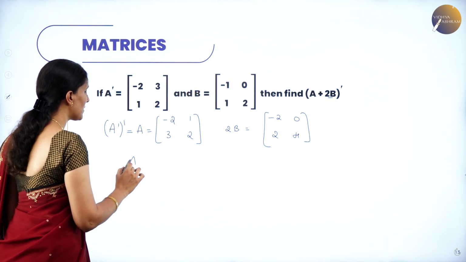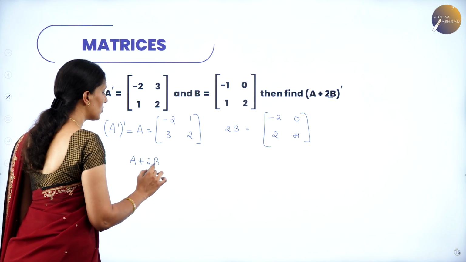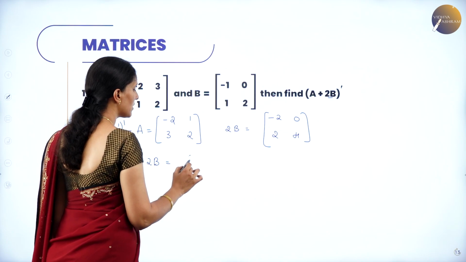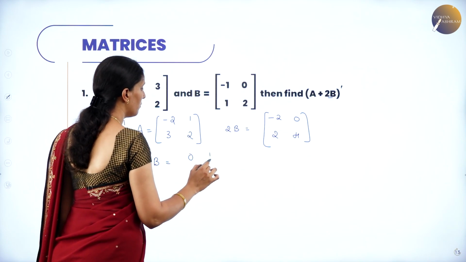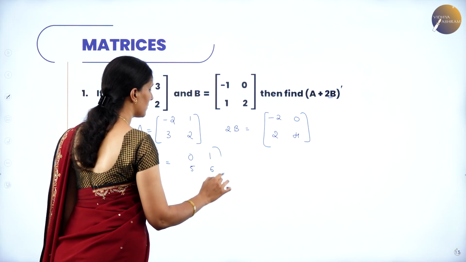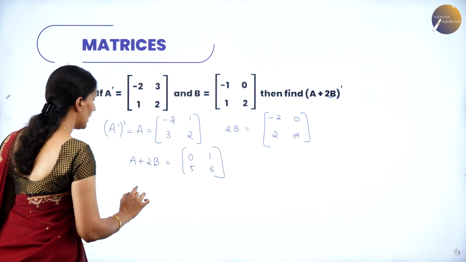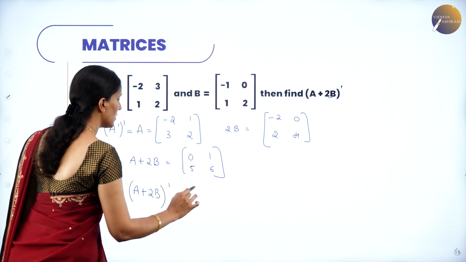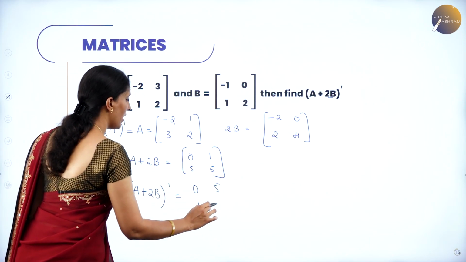Now let's take A plus 2B. Add the two matrices. Minus 2 plus minus 2, so it is 0. 1 plus 0, 1. 3 plus 2, 5. 2 plus 4, 6. Now let's take the transpose of this matrix. So it is [0, 5; 1, 6].